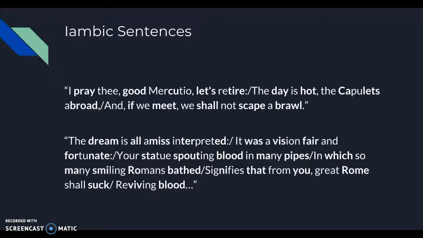The line from Julius Caesar would read in the same type of pattern, with the first syllable unstressed and the second syllable stressed. The dream is all amiss, interpreted. It was a vision fair and fortunate. As you can see, sometimes a foot falls in the center of a word. The word fortunate starts in one foot and ends in another.